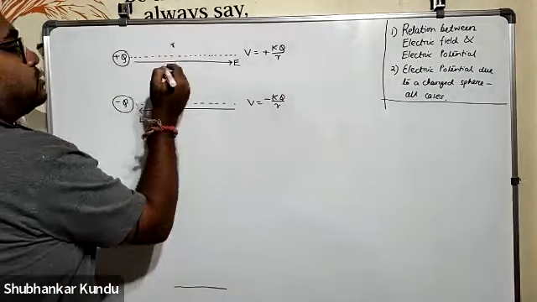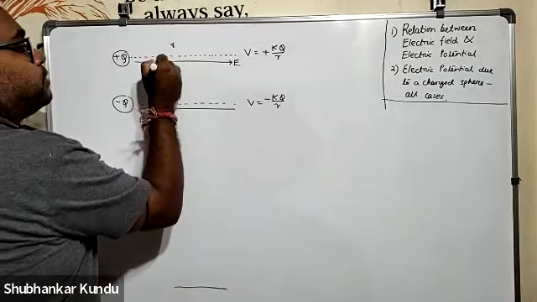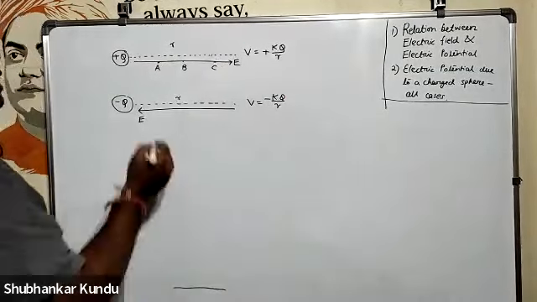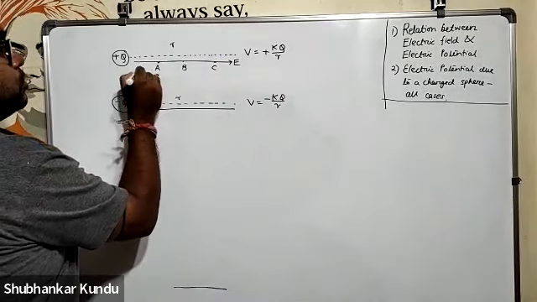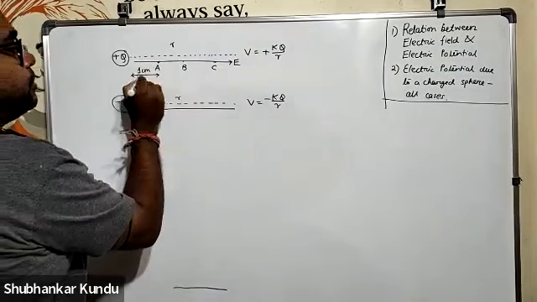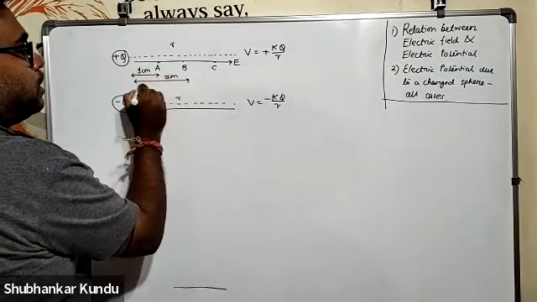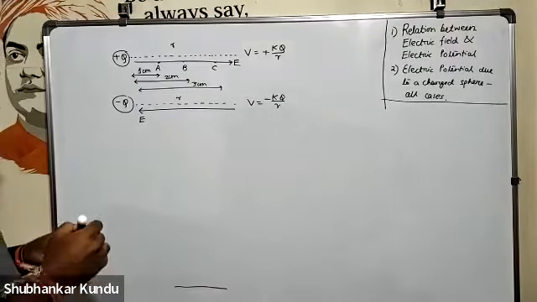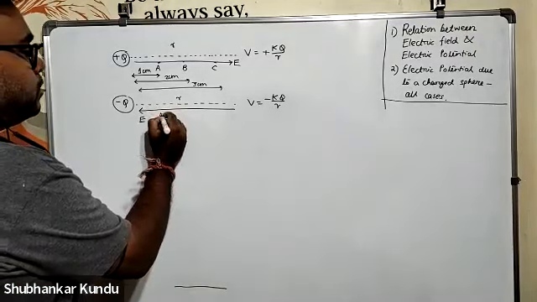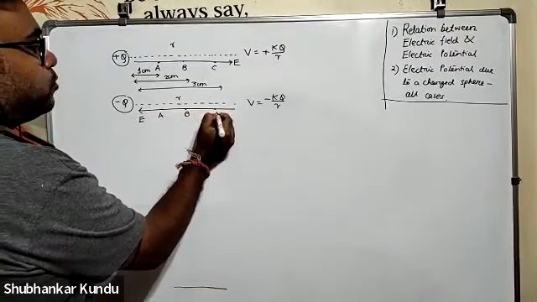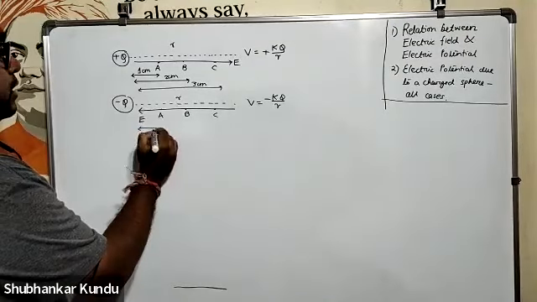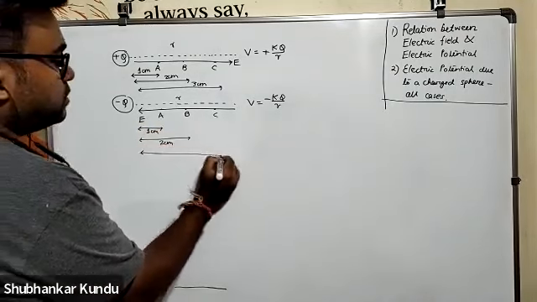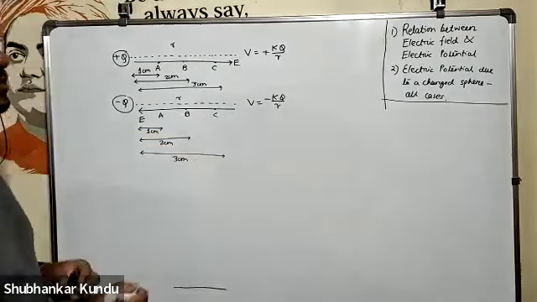Let me consider here three points. Let this point be A, B, and C. Let A be at a distance of 1 centimeter, B at a distance of 2 centimeter, and C at a distance of 3 centimeter. Right? Similarly, this point be A, this point be B, and this point be C. Here also, A is lying at a distance of 1 centimeter, B at 2 centimeter, and C at 3 centimeter.